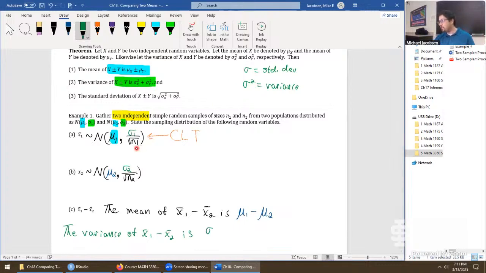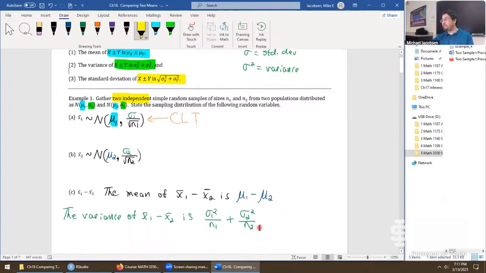It'll be sigma 1 squared over n1. And then variation only goes up. Uncertainty always goes up the more variables you add. So we go plus, despite the fact we're subtracting our sample means, then add the square of this one, sigma 2 squared over n2. Then finally, we can get the standard deviation by just taking this result, square root it. That's what we're square rooting down below here.